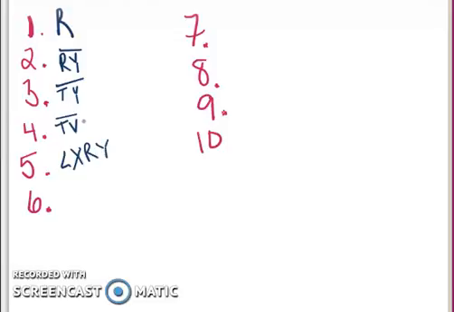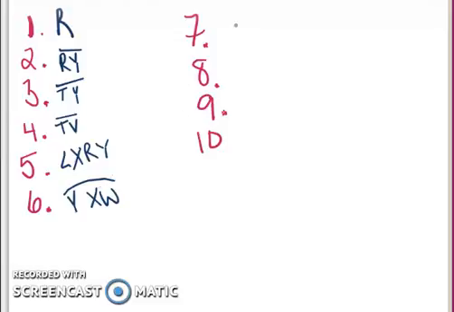Number 6, a major arc. A major arc has to have 3 letters. So I could do Y, X, W. It just has to be over 180 degrees as well. So Y, X, W. There's a lot of other ones I could pick. Doesn't matter which angle I pick or which vertex I pick. I could have done YVW, which would have worked as well.